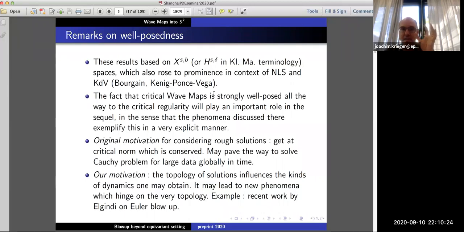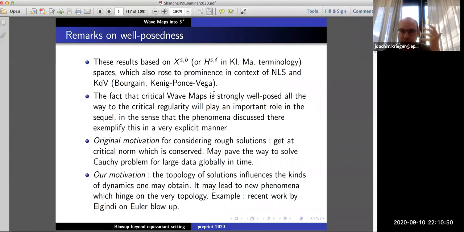And sort of a very striking recent phenomenon of this is the work by El-Guindi on Euler equations, which showed that you can have certain symmetry reductions of Euler equations where you may have some topologies in which you can construct finite time blow-up solutions, but if you put more restrictive topologies such as C infinity or analytic data, then you would lose these kind of dynamics.